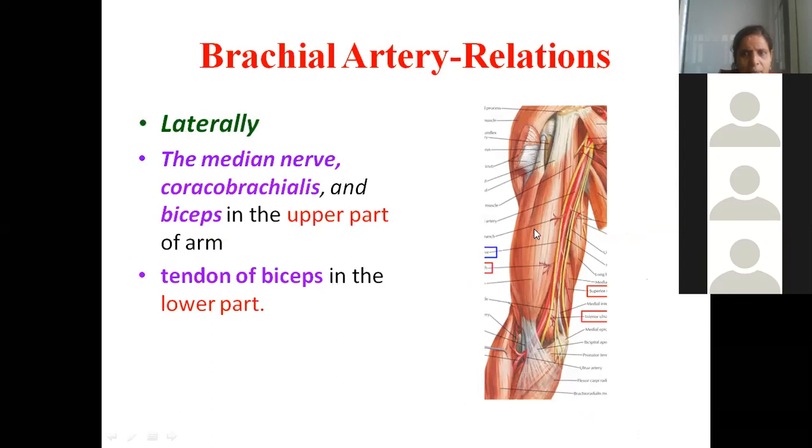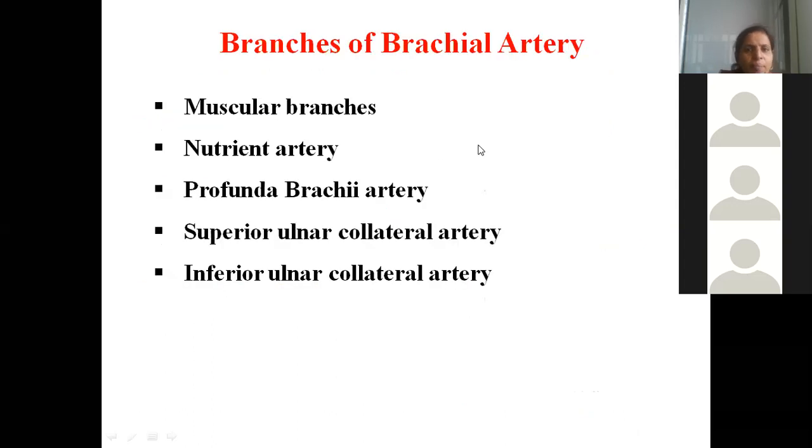Laterally, it is related to, again see, this I told you is coracobrachialis, right? I told you this is biceps brachii, and this is the tendon of biceps brachii. So these 1, 2, and 3 are forming the lateral relations of the brachial artery. Now coming to the branches of the brachial artery. We have muscular branches, nutrient artery, profunda brachii, which is the largest branch we have. Then we have the superior ulnar collateral and inferior ulnar collateral artery.